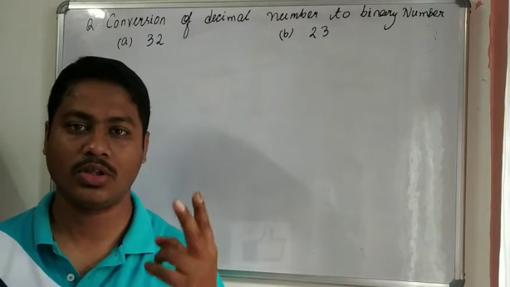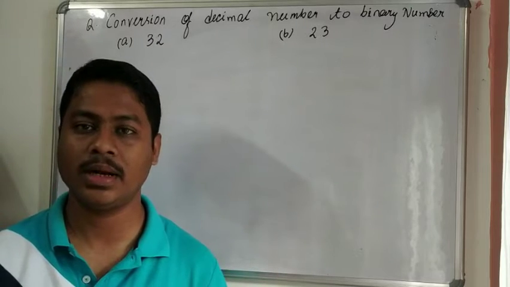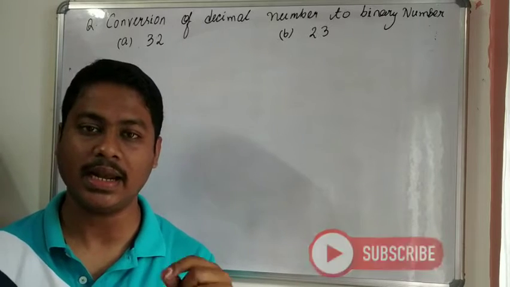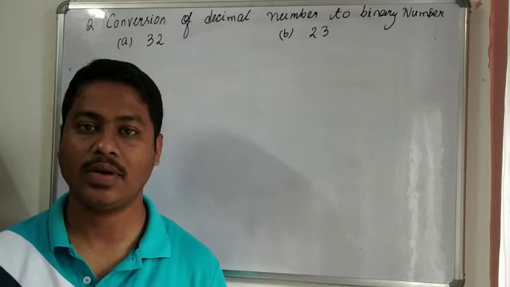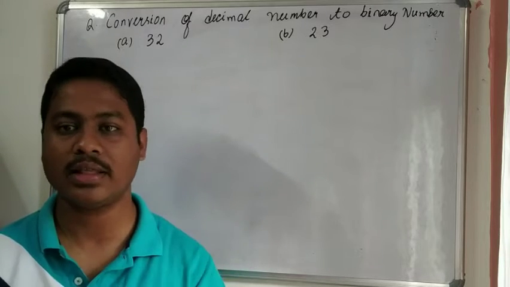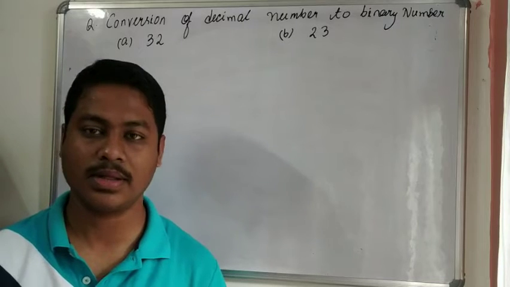The binary number system consists of 0 and 1. The decimal number system consists of 0, 1, 2, 3, 4, 5, 6, 7, 8, and 9, which is 10 numbers. The octal number system consists of a total of 8 numbers, and the hexadecimal number system has a total of 16 numbers.